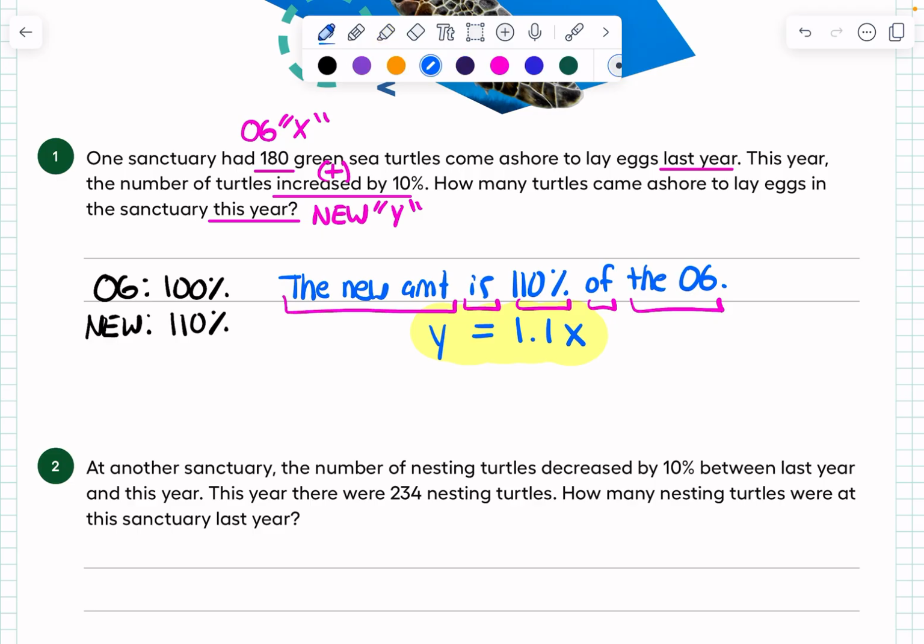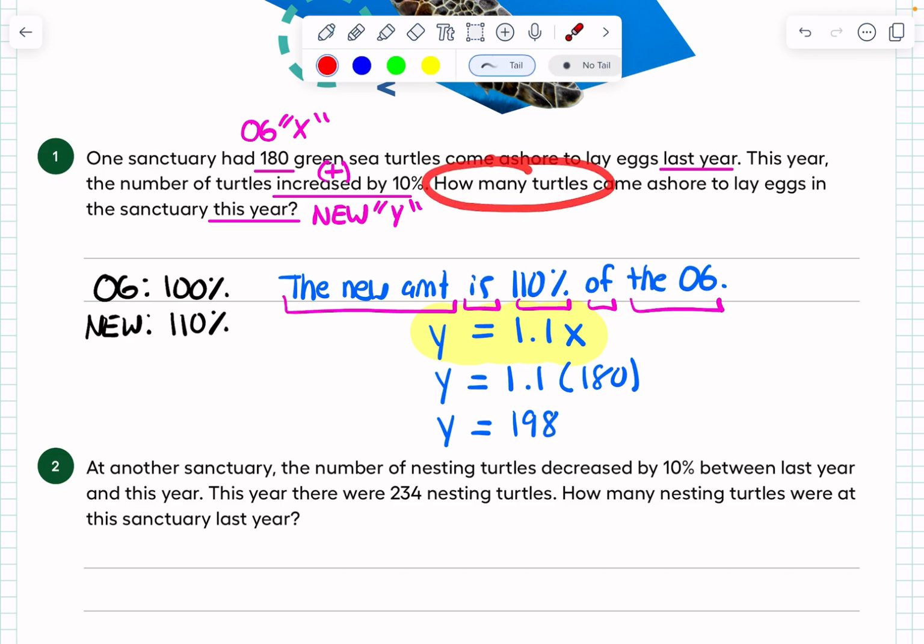Now it's time to plug and chug away. We already identified the 180 as our X value, so we need to drop it in here. Y equals 1.1 times 180. When you multiply that, you should get 198. Since the question said how many turtles, you're going to say 198 turtles.